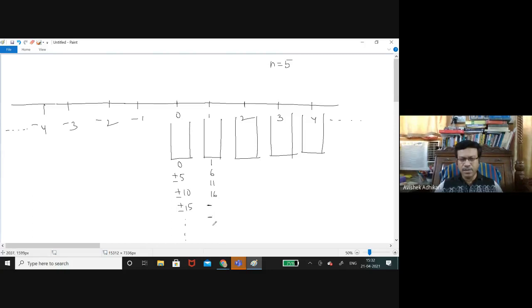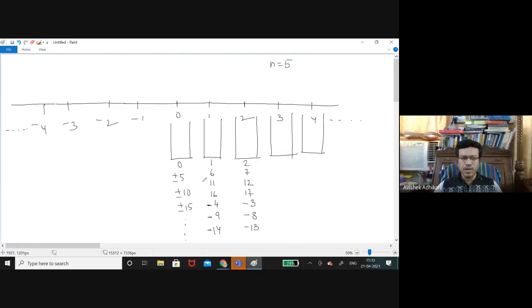and in case of negative, tell me few negative elements quickly, which will give you 1 as a remainder. So this is -4, -9, then you can add 5 in terms of minus, then -14 and so on. Similarly, you can see that 2, then 7, then 12, 17, and in case of minus, you can see -3, -8, -13, and so on.